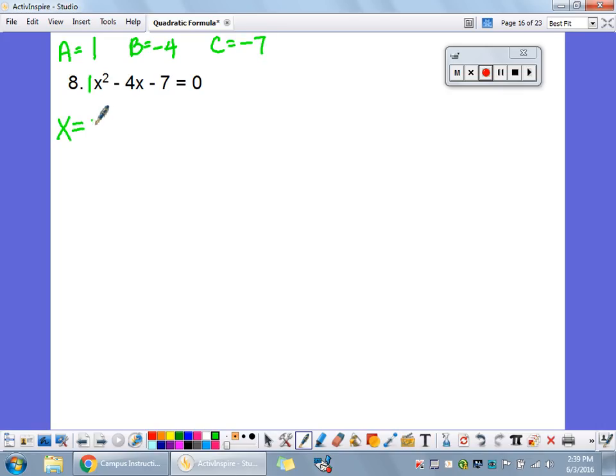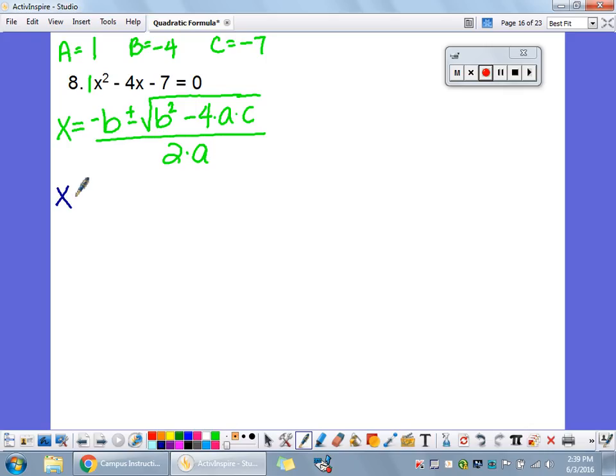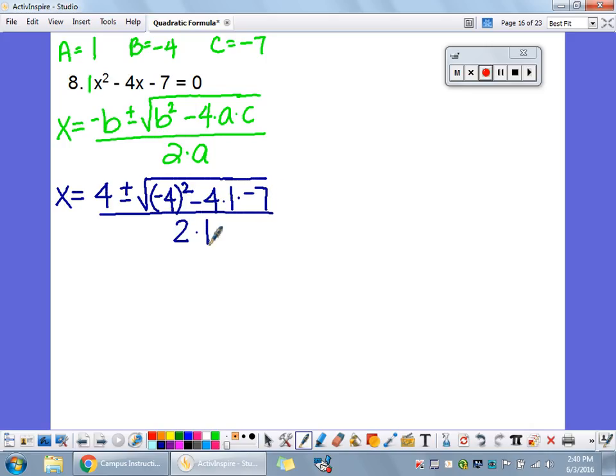So x equals the opposite of b plus or minus the square root b squared minus 4 times a times c, and the whole side is over 2 times a. Okay, so then substituting, we get x is equal to, remember it's the opposite of b. Our b is negative, so when we plug it in, we're going to get a positive 4 plus or minus the square root b squared, so we're taking -4 squared minus 4 times 1 times -7, and the whole thing is over 2 times 1.